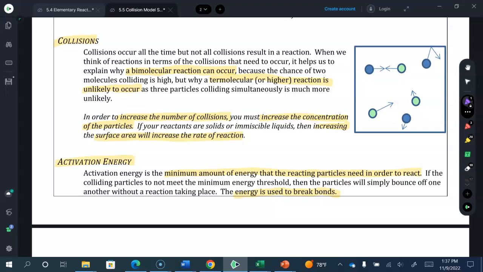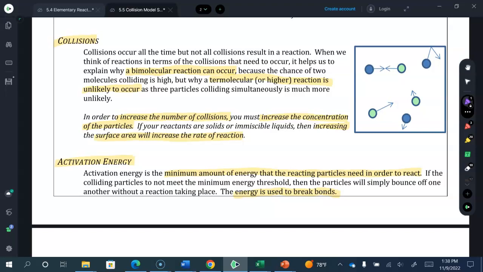A two-legged foot race is kind of like pushing it, but it can happen. Trying to do it for three, it's going to take a lot of talent on somebody's part, and somebody's probably running backwards, because you have to be in just the right orientation for the reaction to go. So in order to increase the number of collisions, you must increase the concentration of the particles. If your reactants are solids or immiscible liquids, then increasing the surface area, so the amount of particles that are available to be reacted with and thus collide, will increase the rate of the reaction.